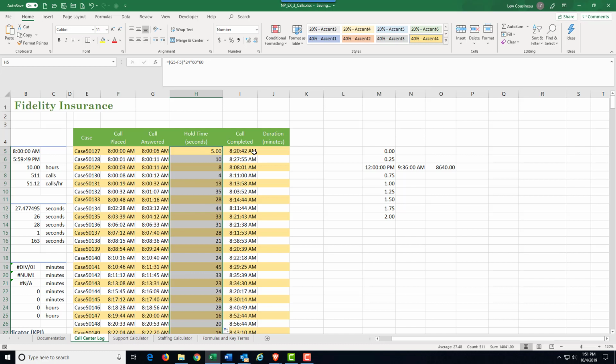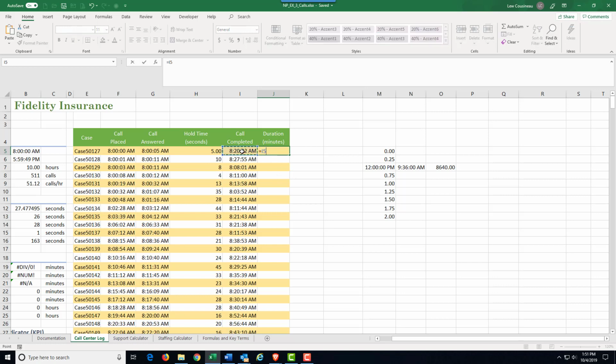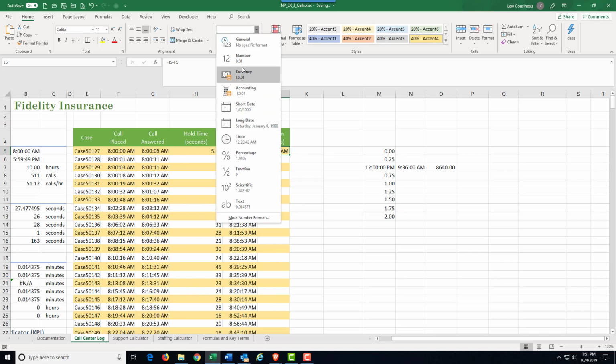So now the same thing, how long was the call in minutes? And so I can see that the call was placed at 8, it went till 8:20. I only care about the minutes right now. I'm going to take the larger fractional value and subtract it from the smaller value. So there we go again, it's converting it to time. You're like, no, I need this to be a number.